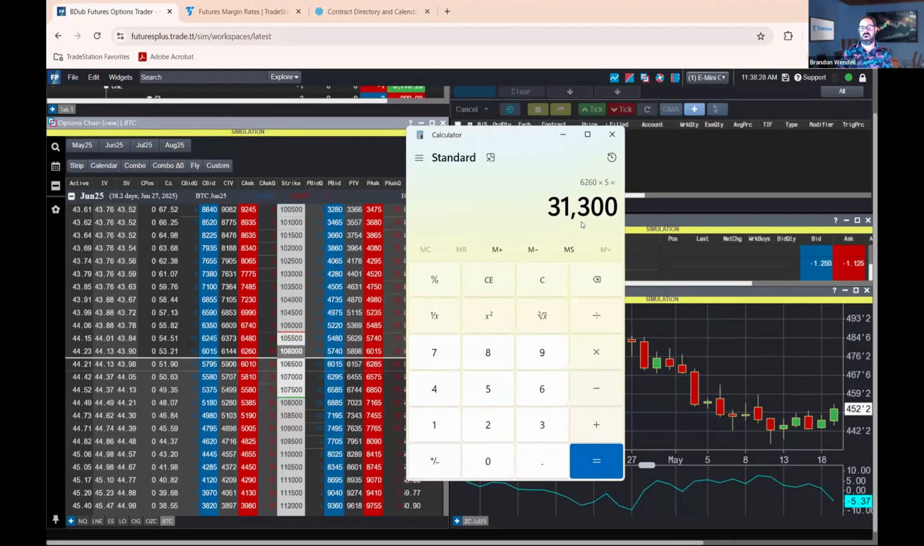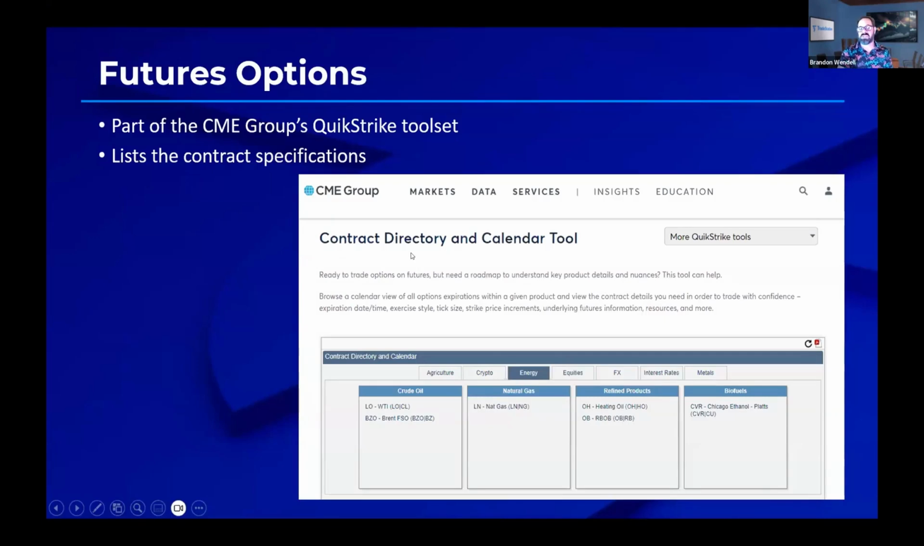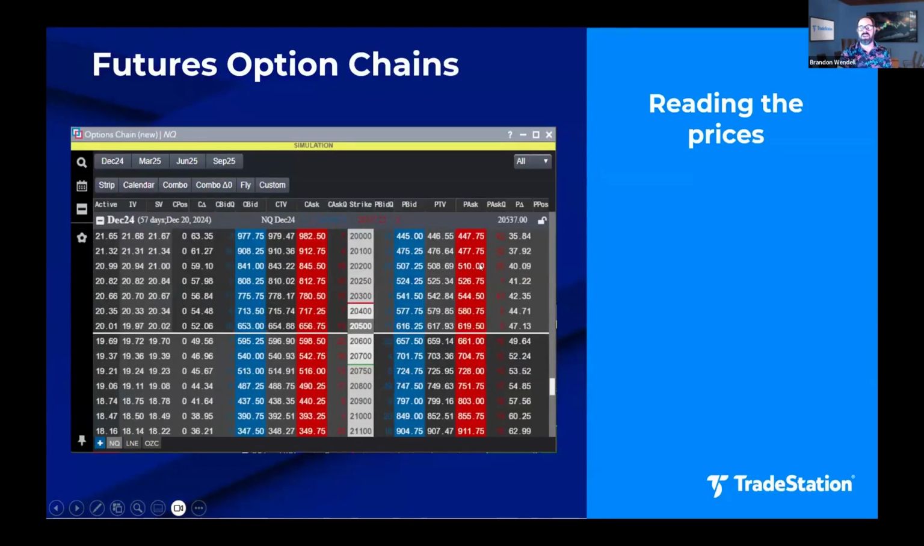At the money options are only going to be moving at about half the pace of the underlying security because of the delta. And we'll talk about those a little bit later as well. Again, this is a very valuable tool to know what it is you're actually trading. And I already went ahead on this with reading the prices. Stock options, we know, are multiplied by 100.